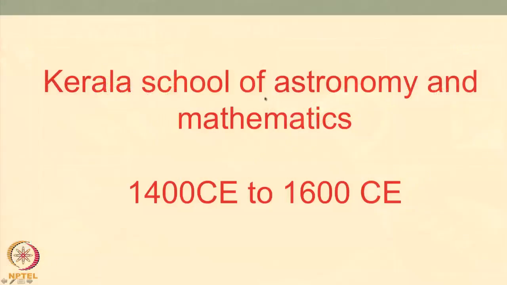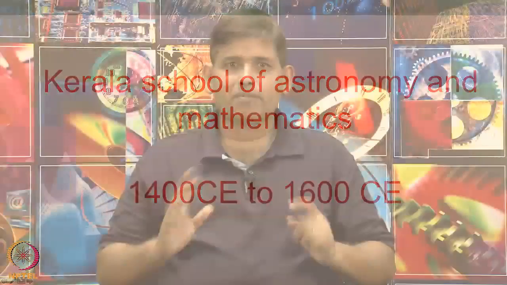And now I urge all of you to go to Google and search for Kerala School of Astronomy and Mathematics. In medieval Kerala, it's also called the Kerala School of Mathematics, which flourished over a 200-year period from around 1400 CE to 1600 CE. There is a bunch of very famous mathematicians who did excellent, pioneering work, a couple of centuries before it was discovered in Europe and elsewhere.